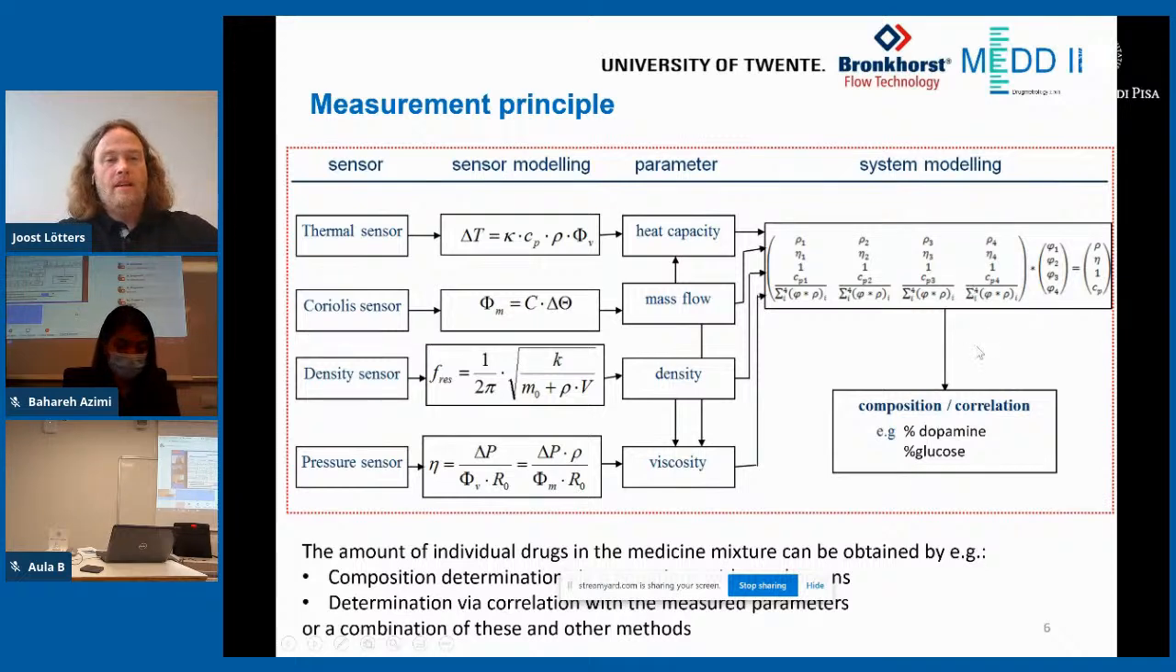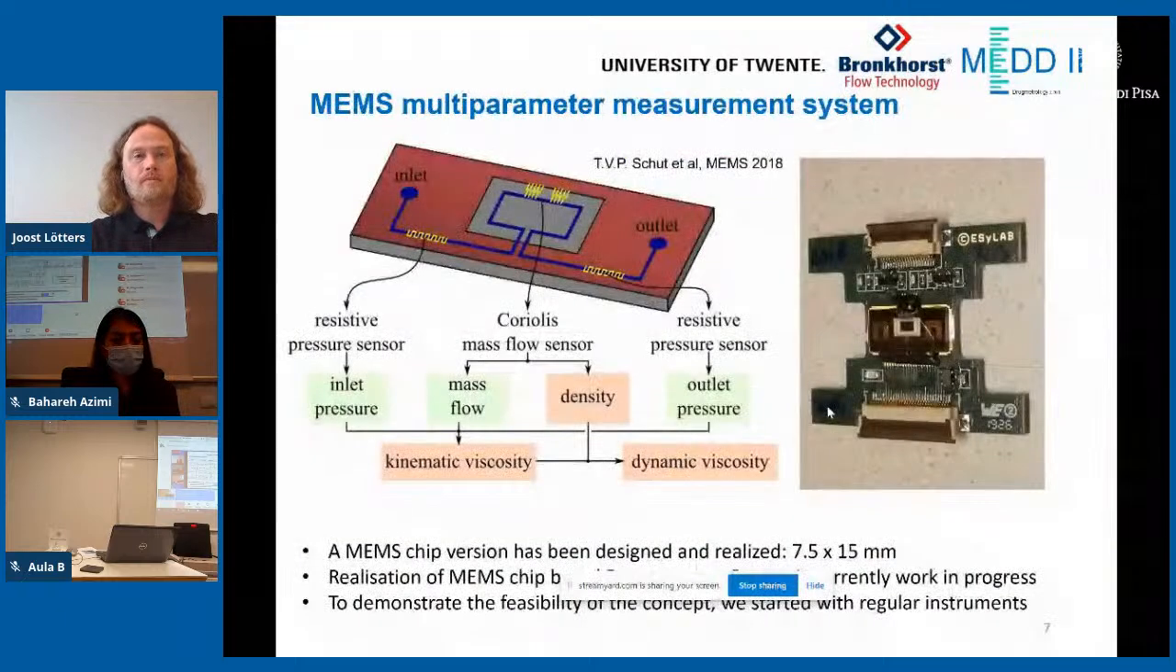The other way could be via correlation. Maybe glucose has a good correlation with viscosity, so you could relate the viscosity value directly to the glucose level. Or you could use combinations of these methods, or maybe even other methods.